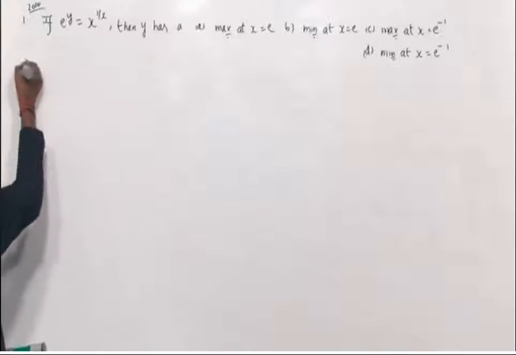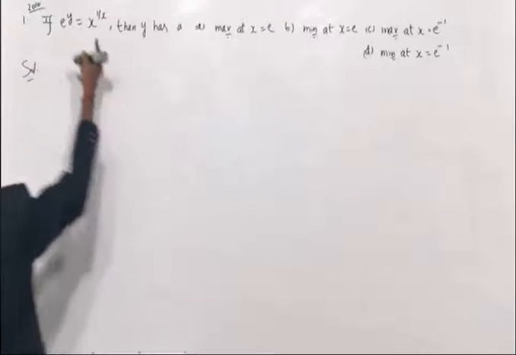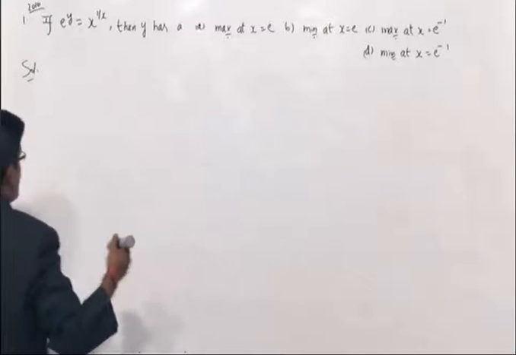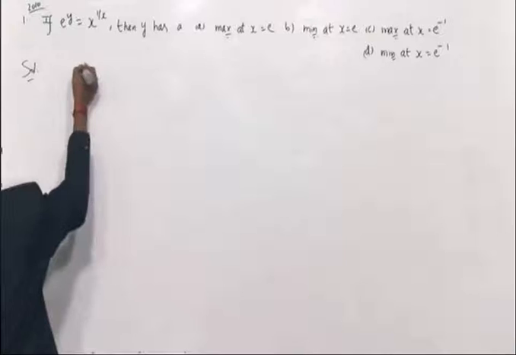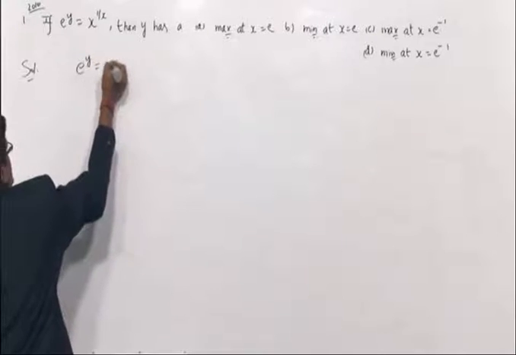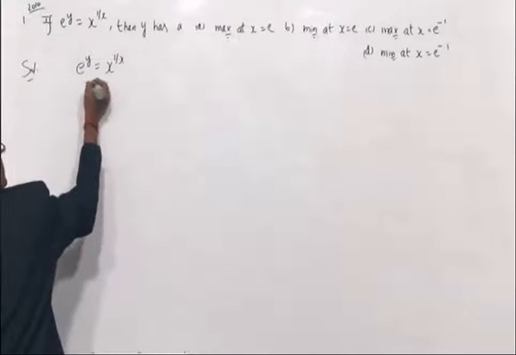So this is the first example. Even though there are two variables, y and x, the relation between y and x is not given as a procedure, but I want to express y in terms of x. e to the power y is equal to x raised to 1 by x.